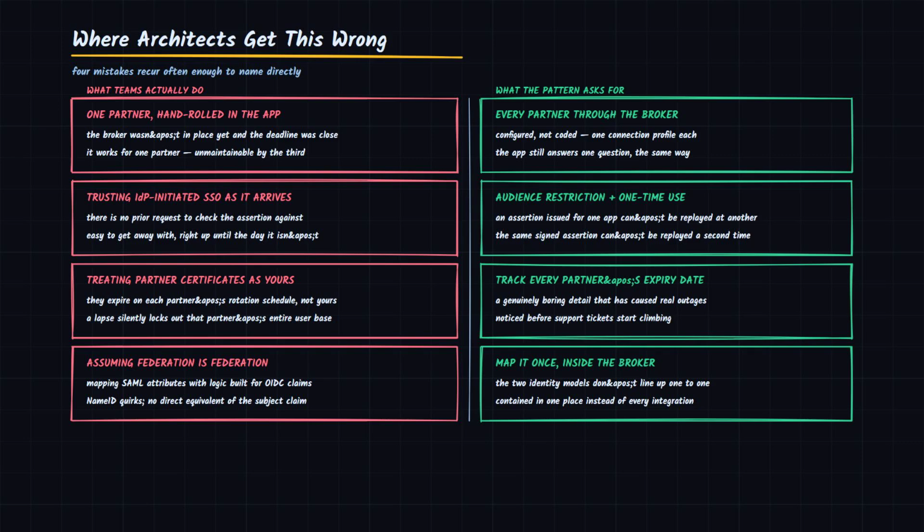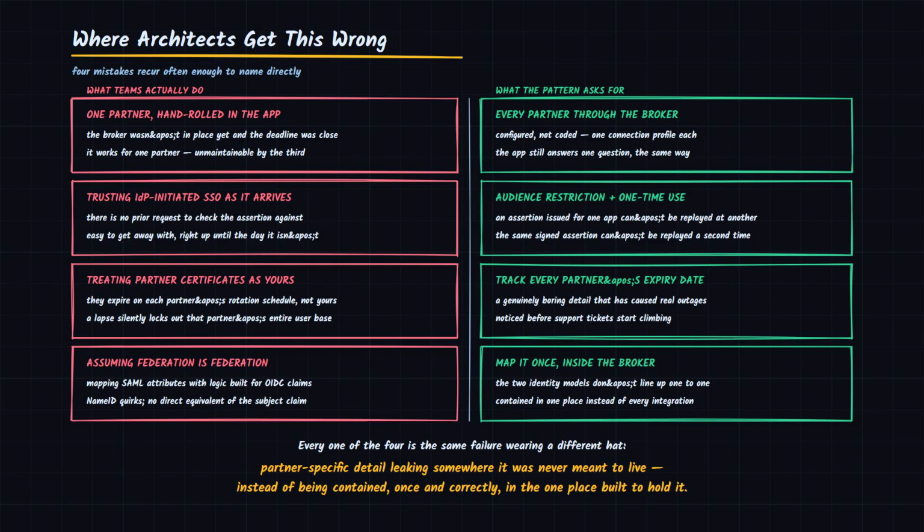The fourth is assuming federation is federation, and mapping a SAML assertion's attributes onto internal roles using the same logic built for OIDC claims. The two protocols' identity models don't line up one-to-one. SAML's name ID format carries its own quirks, and OIDC's stable subject claim doesn't have a direct equivalent inside every SAML assertion. Building that mapping logic once correctly inside the broker is exactly the kind of detail this whole pattern exists to contain in one place instead of scattering it across every partner integration.